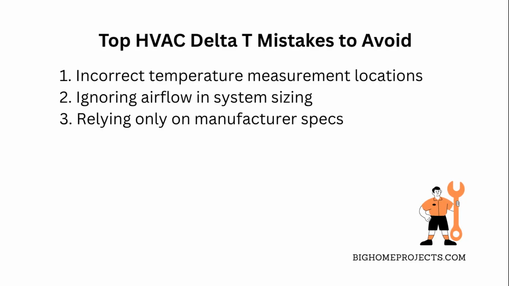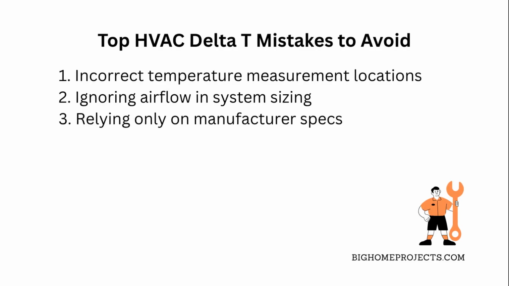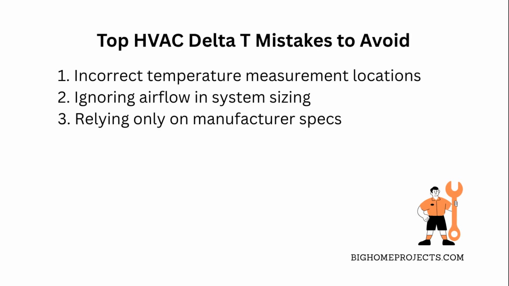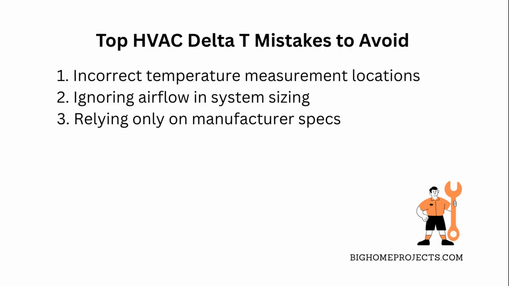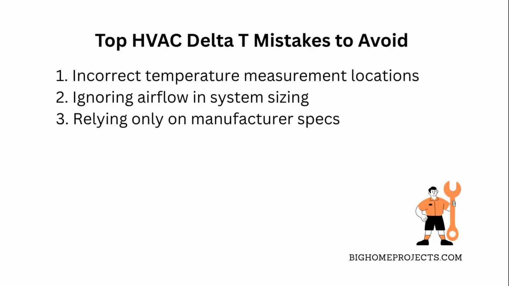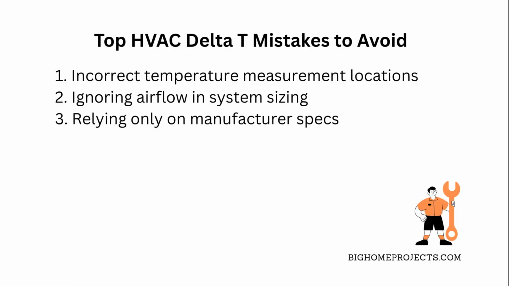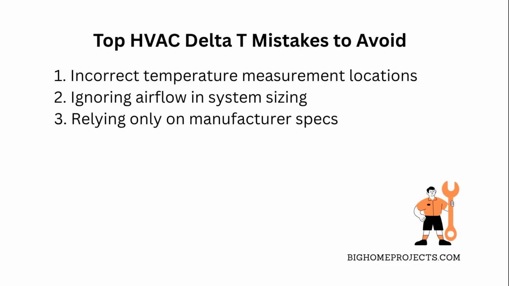Another common slip-up is ignoring system airflow when sizing equipment, leading to an HVAC system that either can't keep up or wastes energy. Make sure to always use airflow data alongside Delta T for proper sizing. Also, relying solely on manufacturer specs without validating actual in-home conditions can throw off airflow calculations and system efficiency. Double check with actual temperature and airflow measurements to get it right.